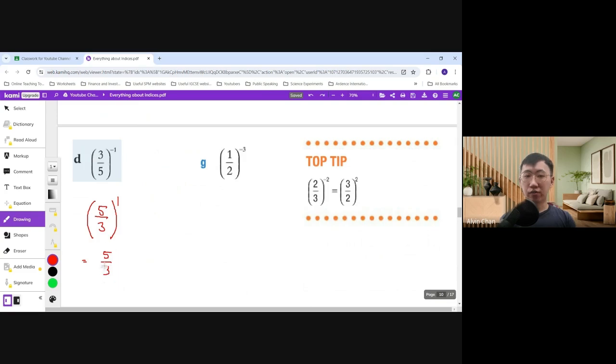Okay, so you can leave this answer, or you want to change it into a mixed number, that's fine. Let's change it into a mixed number. You will get 1, 2 over 3.